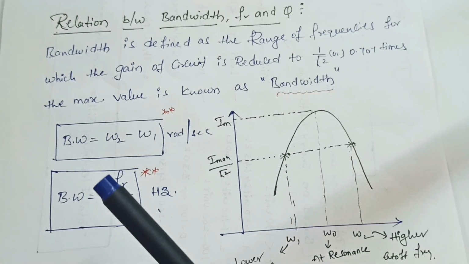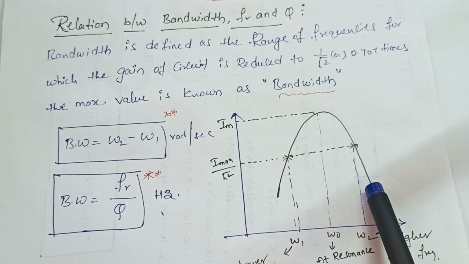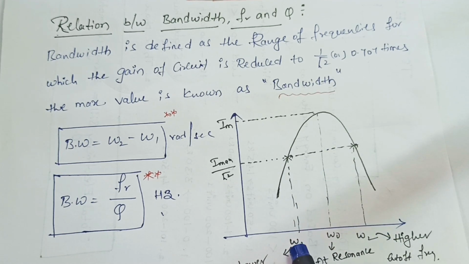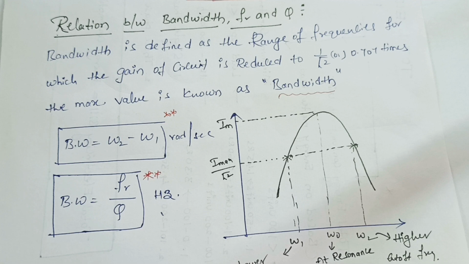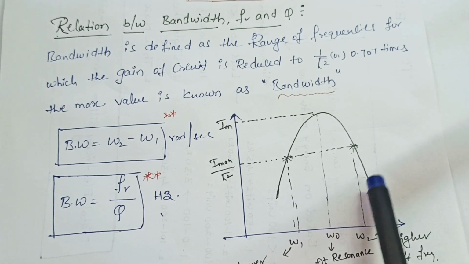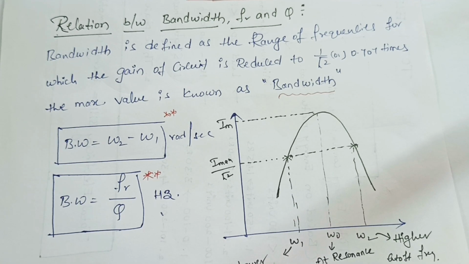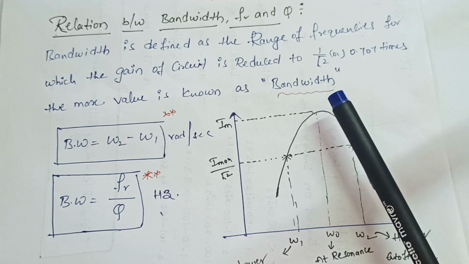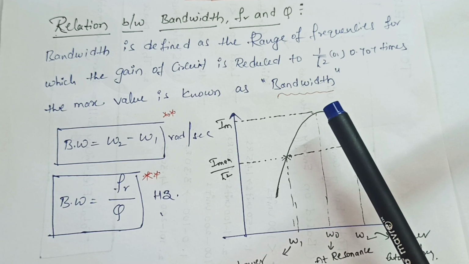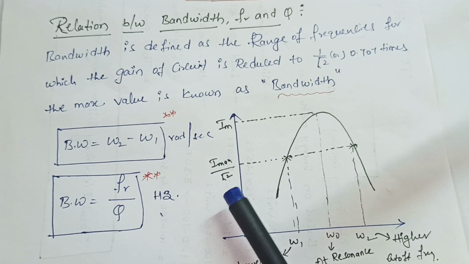we get two frequencies, omega 1 and omega 2, where the line touches the inverse parabolic curve. Omega 1 is the lower cutoff frequency and omega 2 is the higher cutoff frequency. The distance between these two frequencies is called bandwidth. That is, the higher cutoff frequency minus the lower cutoff frequency is called bandwidth. Or we have another definition: the maximum value reduced to 1 by root 2 times, or 0.707 times the maximum value, is also called bandwidth.